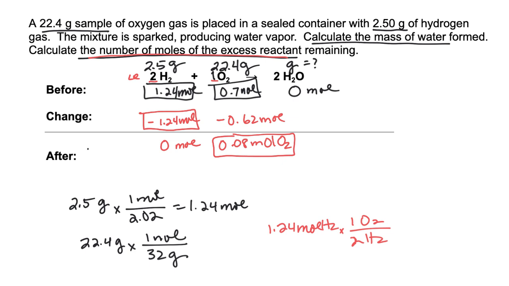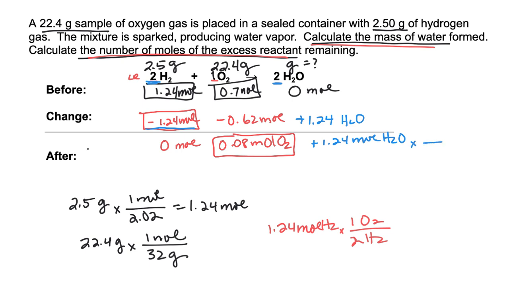Then I go figure out the last part of my question, calculate the mass of water I have. So now we'll have 2 moles of H2 to every 2 moles of H2O. So if I use up 1.24 moles of H2, I will gain that equal amount of moles of H2O. So then at the end, I will have 1.24 moles of H2O. And then the last step, I just have to calculate the grams of that.